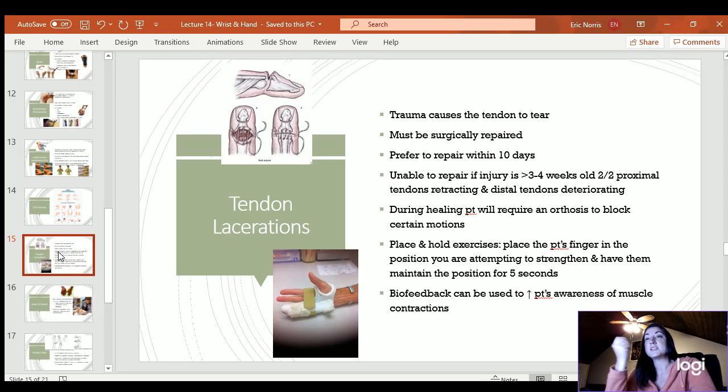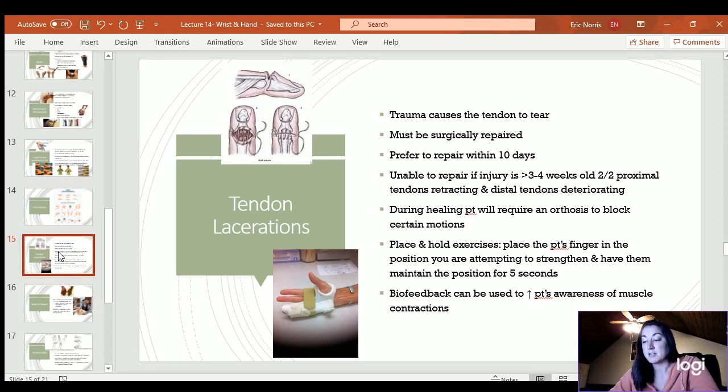Okay, so with a tendon laceration, that is when there has been some trauma to cause the tendon to tear. If that has occurred and you would like full function of that area back, then you must have surgery. There's not anything we can do to make the tendon heal itself or reconnect. It won't just automatically find itself and reconnect.